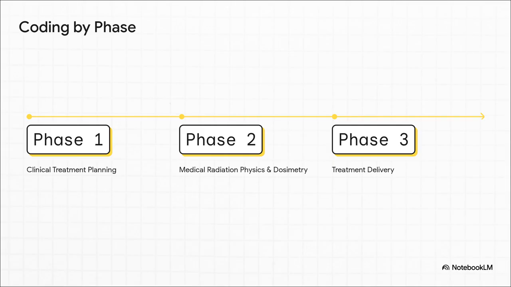From there, you move down the line into medical radiation physics and dosimetry. And finally, you hit treatment delivery. You absolutely cannot jumble these phases up on the exam. It is a strict Step 1, Step 2, Step 3 process.